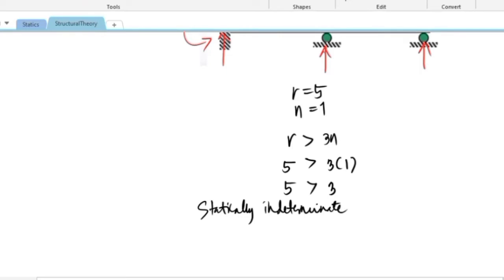Now, kung makikita natin, since 5 is greater than 3, yung difference, no? So 5 minus 3 is equal to 2. This is referred to as the degree of indeterminacy. So this is statically indeterminate to the second degree.